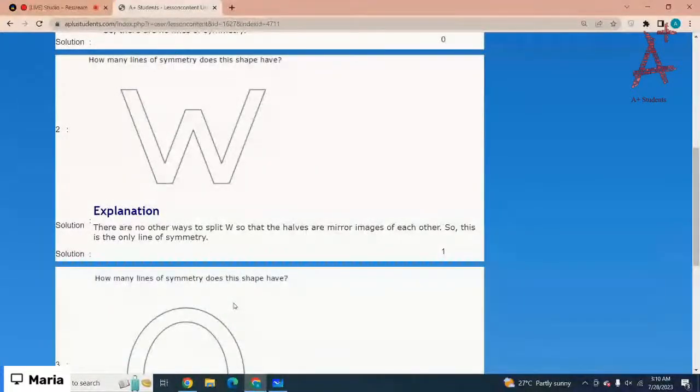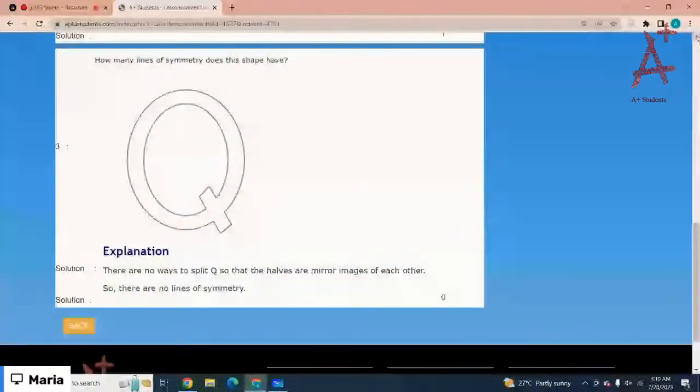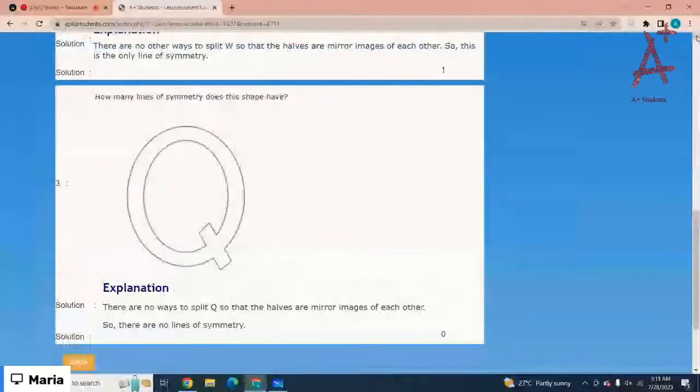Okay, the next one is: how many lines of symmetry does the shape have? No, no lines of symmetry. Got it? There are no ways to split the shape so that the halves are mirror images of each other. So there is no line of symmetry.